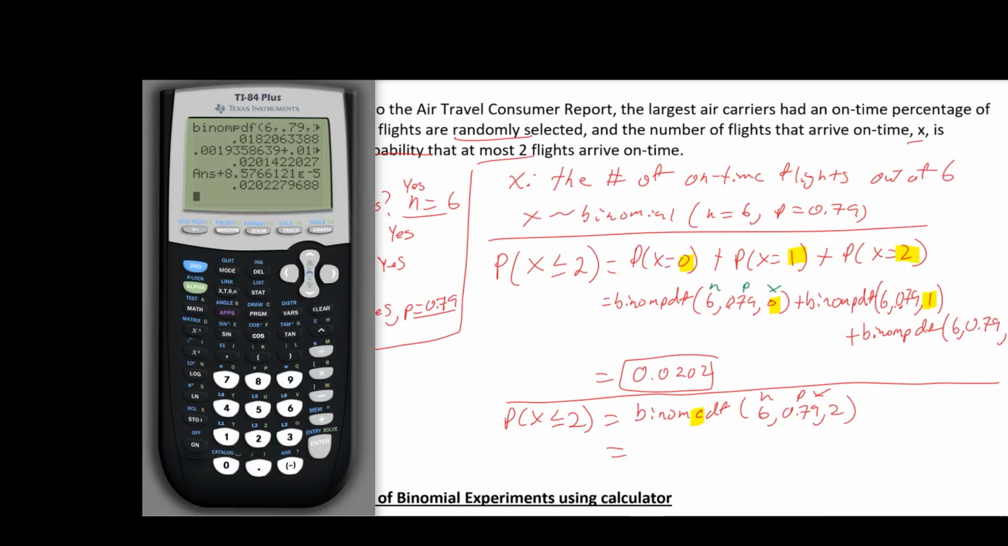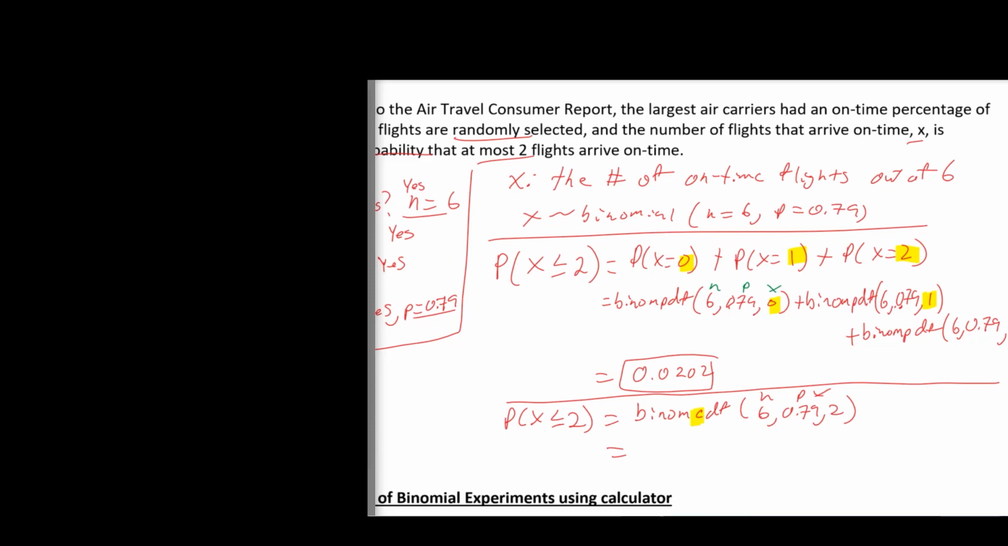Okay, so if you put that in your calculator, let's clear out my screen, second distribution, go down to binomial CDF this time. Same inputs, 6, 0.79, 2, paste, enter. Again, you get the same number, 0.0202.